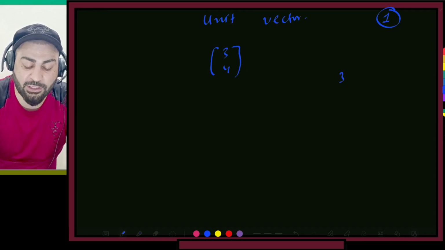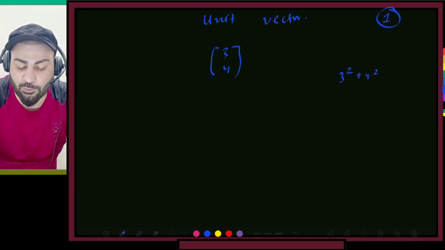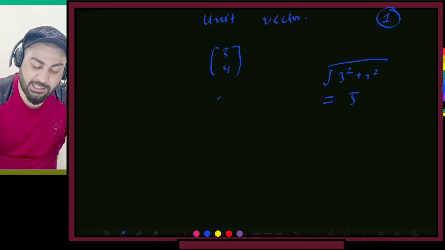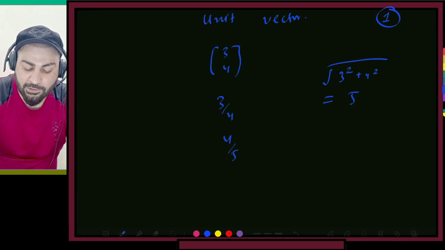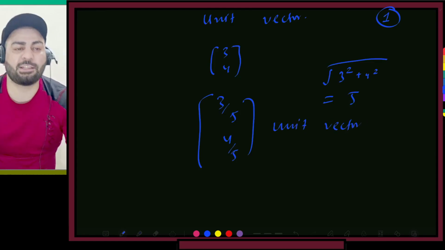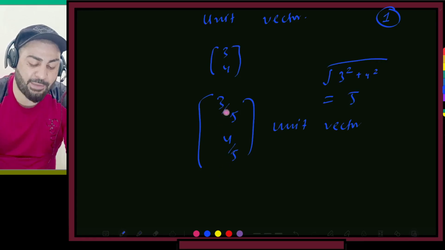So what is the magnitude of this vector? It is the square root of 3 squared plus 4 squared. That is 9 plus 16, which is 25, and the root is 5. So I can say 3 by 5 and 4 by 5. This vector is a unit vector. Why? Because if I now take its magnitude, it will be unity.